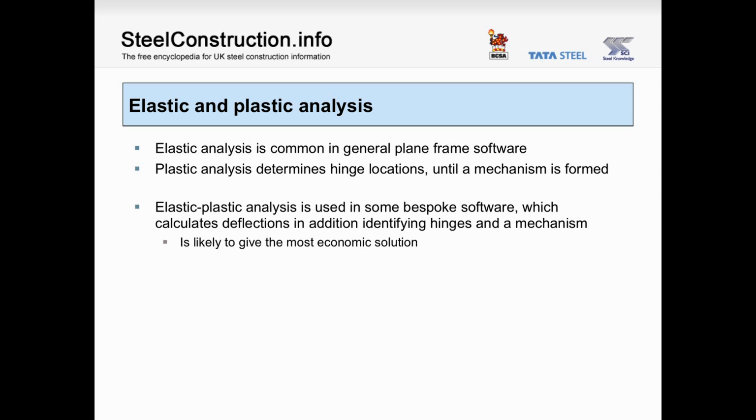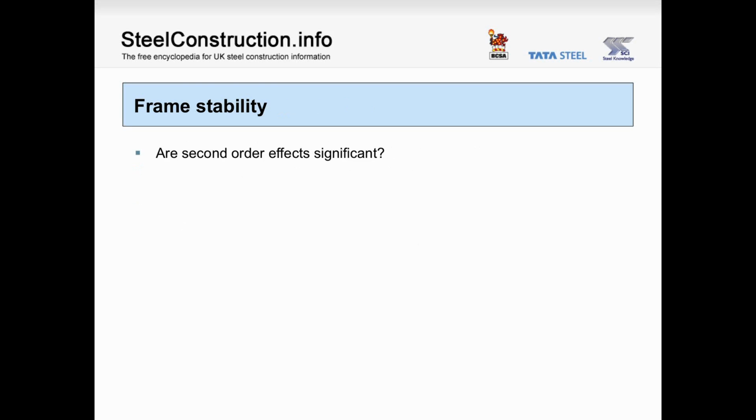Commonly available bespoke software used specifically for portal frame analysis is going to be analysing using a combination of both elastic and plastic, known as elastic plastic analysis. So as well as identifying the plastic hinges which might cause collapse, it's also going to tell us about the deflected shape. And this elastic plastic analysis, probably including second order effects, is going to produce the most economic design.